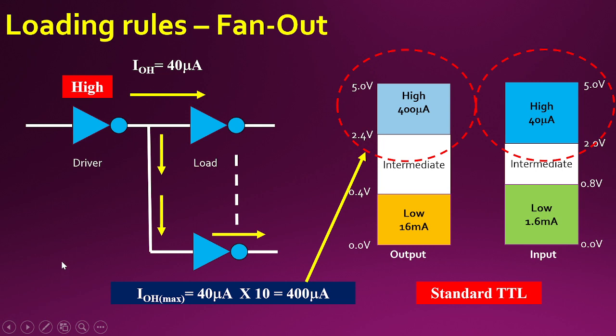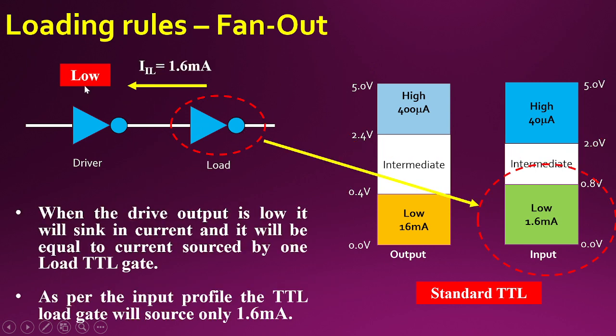Now let us reverse it. If the system is low, then what happens? When the system is low, and if one of the gates is connected, that is only one load has been connected, then it will give out 1.6. So 1.6 milliampere of current will come out of the load and will be sunk by the driver.